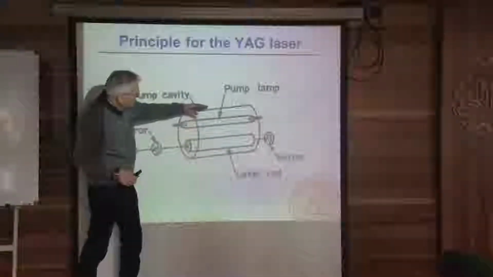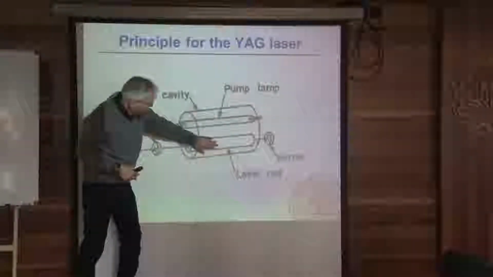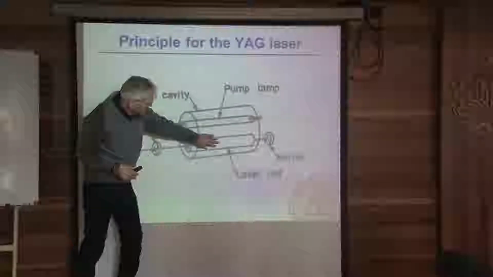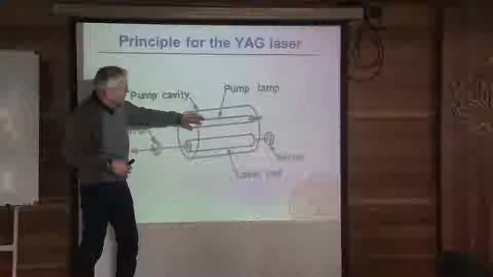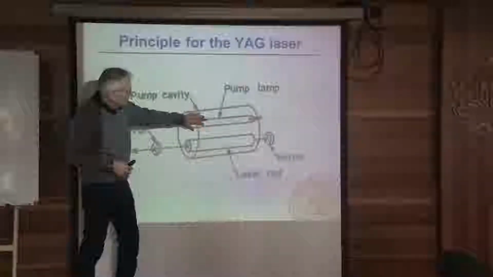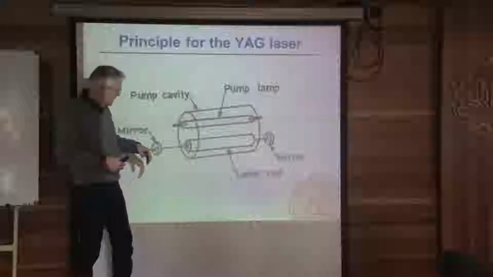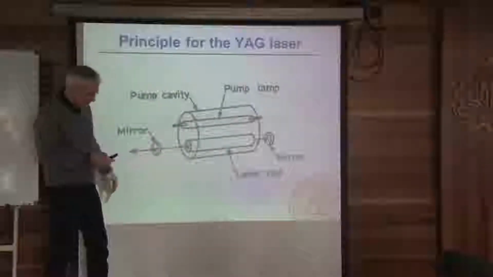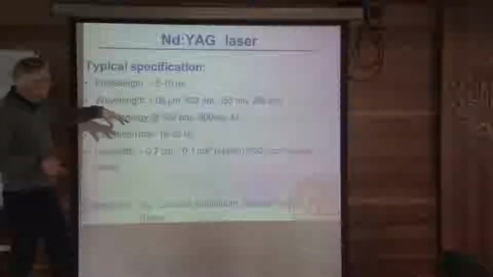And once again, you pump this, you excite the species or molecules in the laser rod by an external discharge, a pump lamp, to get this sort of abnormal state. And then you get out pulses on the order of 5 to 10 nanoseconds.